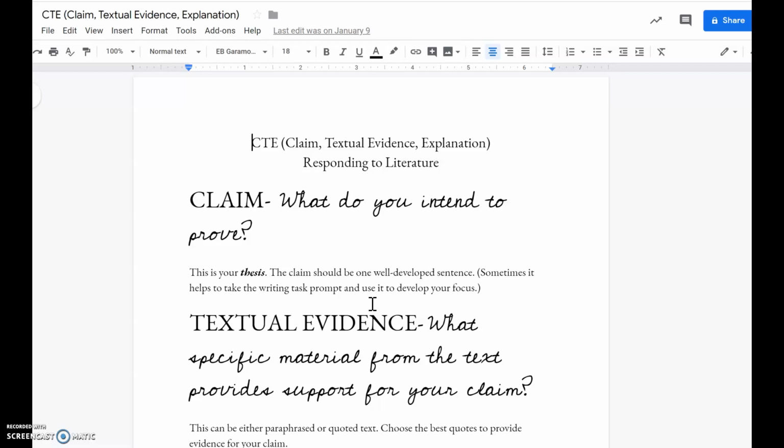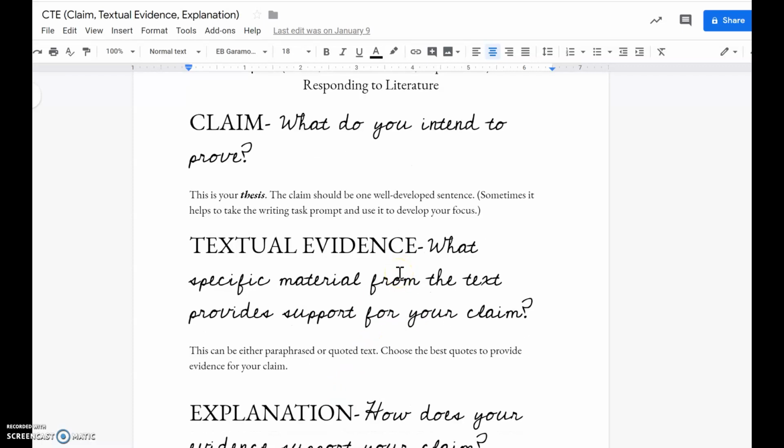So a claim is what you're intending to prove. That's your thesis statement. A claim or your thesis should be one well-developed sentence. Sometimes it helps to take the writing task prompt and turn it into a thesis statement of sorts, and I'll show you how to do that in just a little bit, and then use that to develop your focus. So you've got your claim, what you're intending to prove.